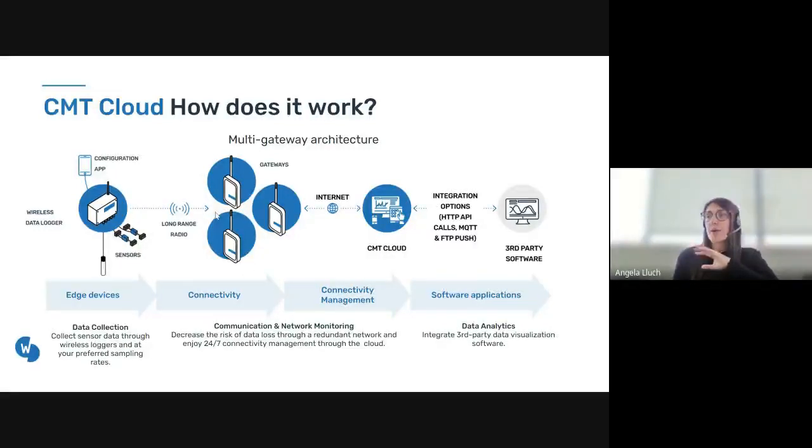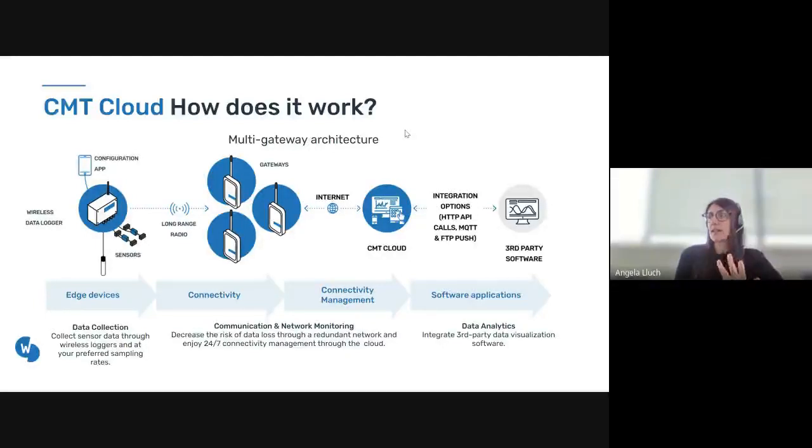So these radio data packages that arrive in these gateways are redirected by these devices towards an external data server, which is located in the cloud. We can have remote access to that data server by logging in remotely using a web-based platform known as the Connectivity Management Tool, or CMT.